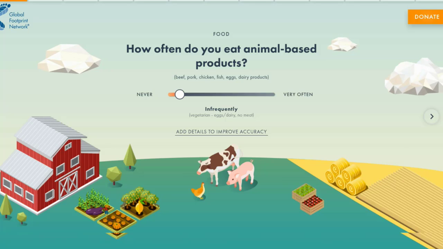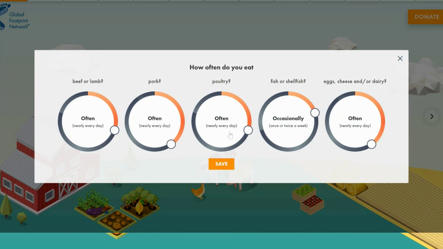So what we can see on the screen is that I happen to be a vegetarian, so that means that I don't eat any meat, and I do eat some eggs and dairy. When we go into the details to improve accuracy, one of the things that I'd like to note here is that these items, these foods, are organized in a little bit of a hierarchy. So on this end, beef and lamb tend to have some of the highest impacts.